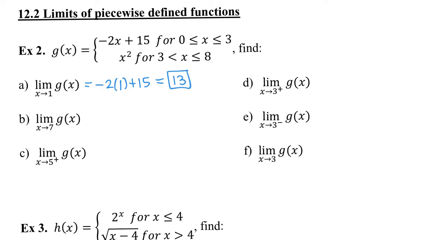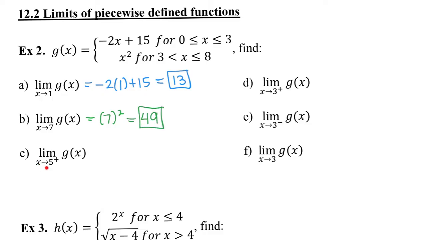Okay, for the next one, it says the limit as x approaches 7. X is 7, which is between 3 and 8. So I'm going to use this expression, so x squared, so this is going to be 7 squared, which is 49.